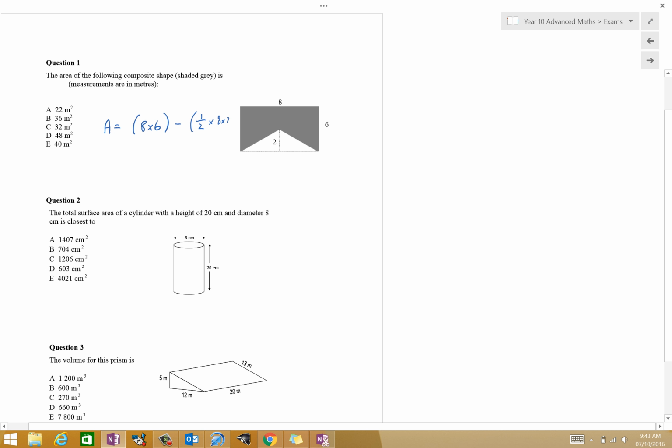8 times 2. Half of 16 is 8. 48 minus 8 is 40. Is that right? Yes.